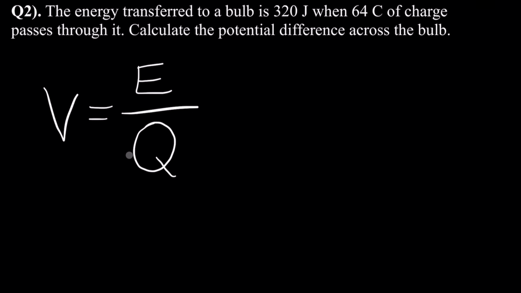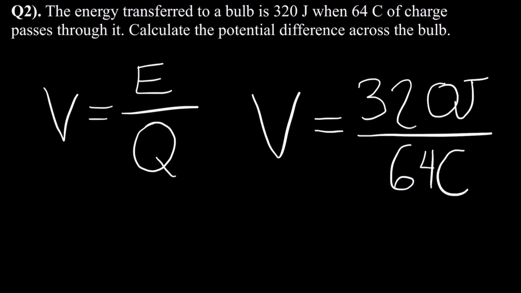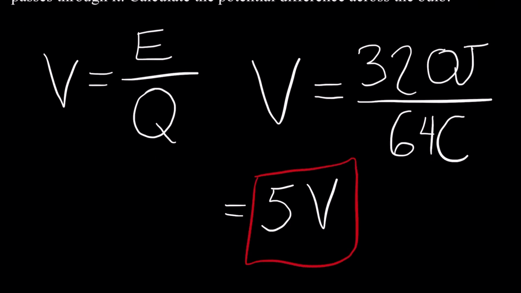We don't need to rearrange this equation algebraically because it's already given to us in terms of V. So all we do now is substitute the energy transferred and the charge into this equation. So we get V equals 320 joules, all divided by 64 coulombs. And the answer to this is 5 volts. And this is the final answer to question 2.